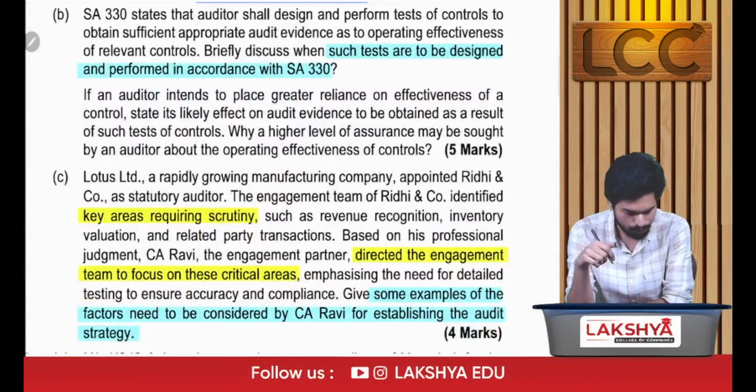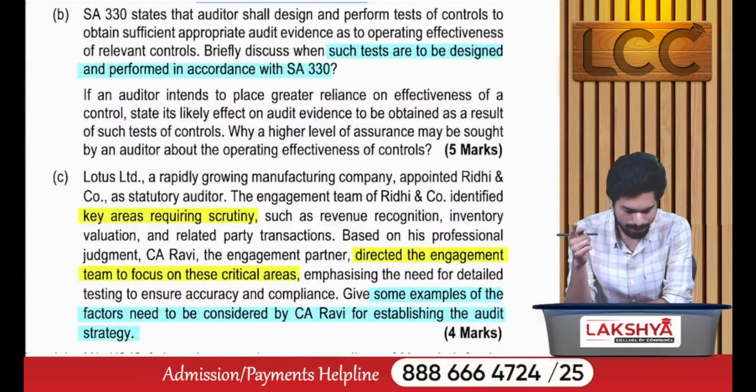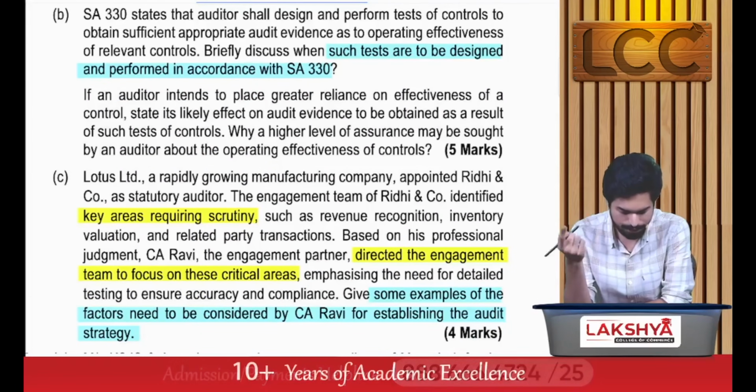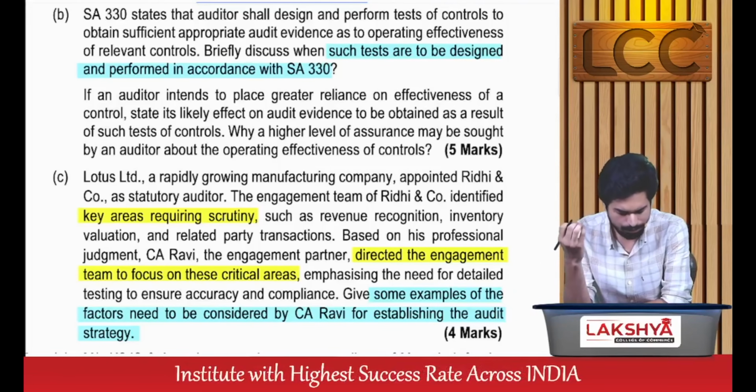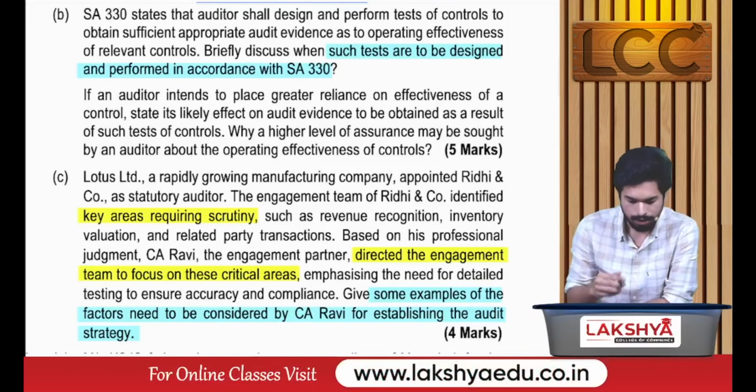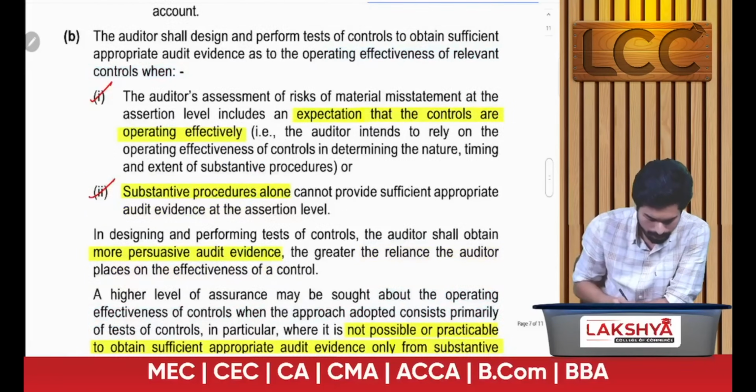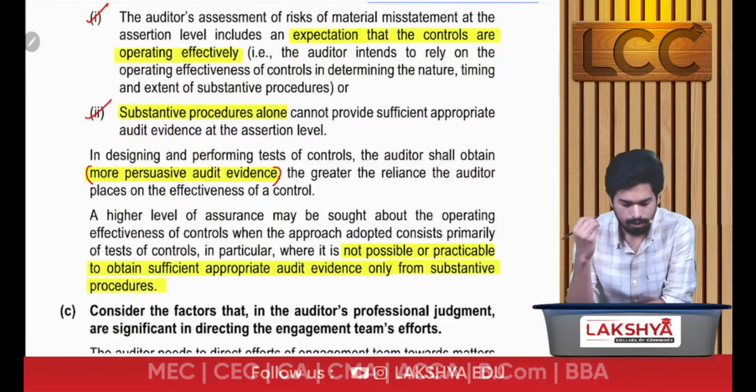And one more part in the same question. If an auditor intends to place greater reliance on the effectiveness of a control, state its likely effect on the audit evidence to be obtained as a result of such test of control. He will obtain more persuasive audit evidence. Next one.